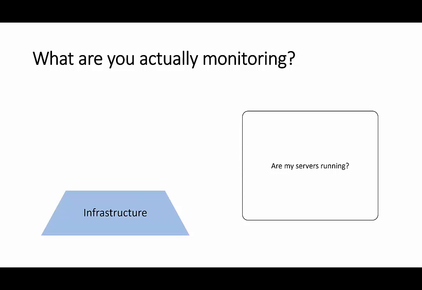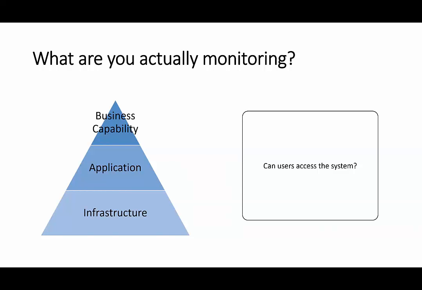If instead we had asked, is my application process running? This means that we're now monitoring the application level of our system. And if we change the question again, we can ask something like, can users access the system? Now this question isn't talking about infrastructure or the application service. This is talking about a business capability. Is this business capability available?